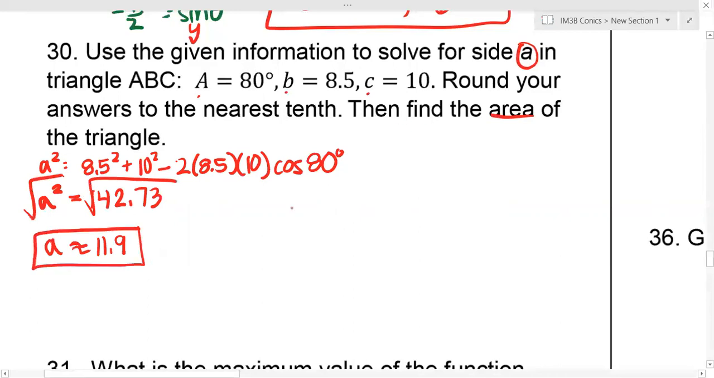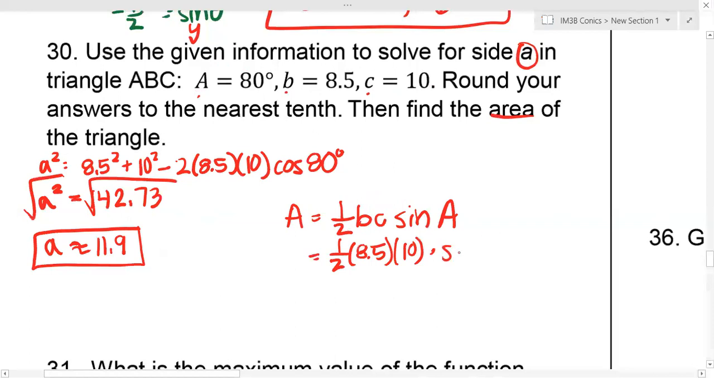For the area, I'm going to use the formula 1/2 B times C times sine of A. Depending on what they give you, for example on your test, if it was a capital B instead, the B and the A would just switch. So it's always half of the product of the sides times sine of the angle. So we're going to do 1/2 of 8.5 times 10 times sine of 80.